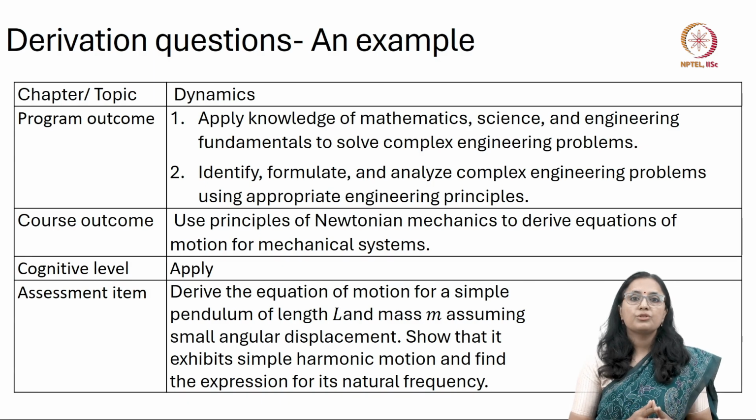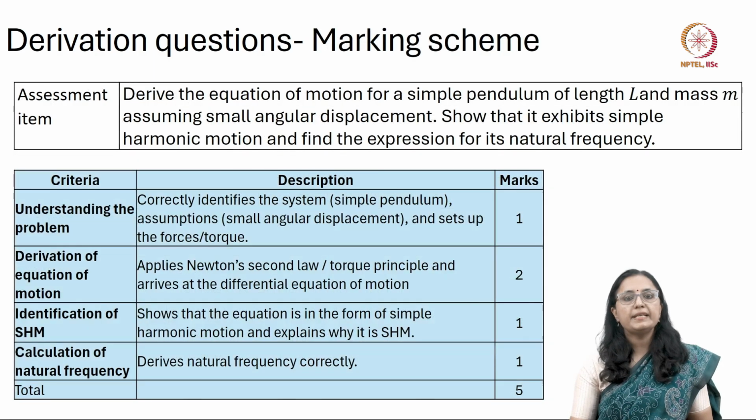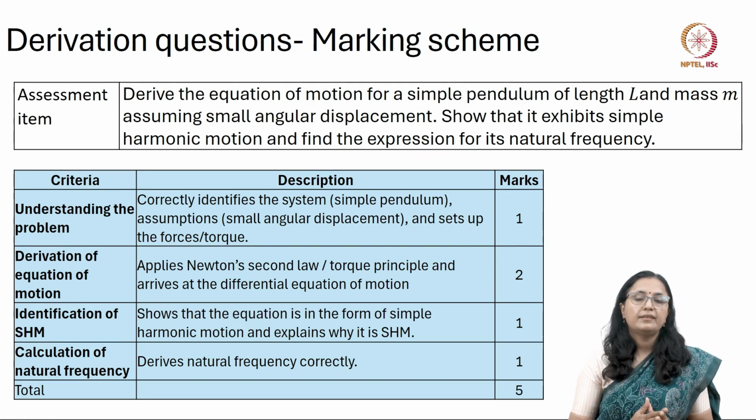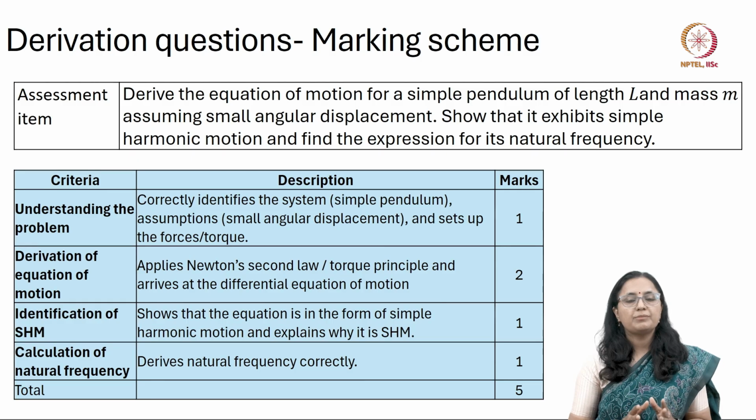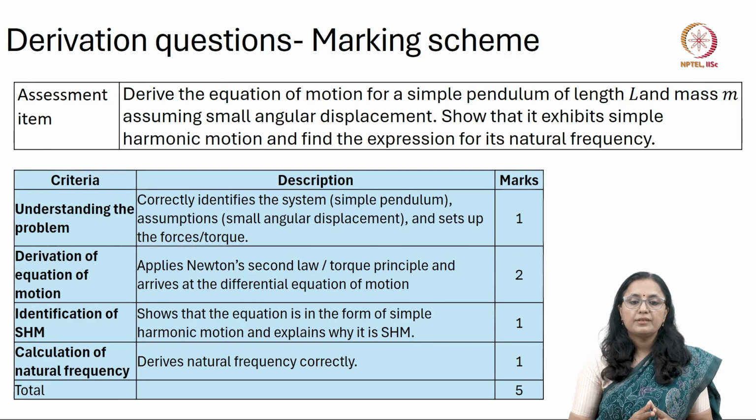And along with this question also, we need to have a marking scheme. Let us see the marking scheme for this question. So, this is a 5 marker question, and what are the criteria? The criterion is if a student is able to understand the problem. I think the ability to comprehend the problem, what is being asked in the question, is also something that needs to be assessed. The derivation of the equation also has 2 marks, then identification of SHM, and then the calculation of the natural frequency.